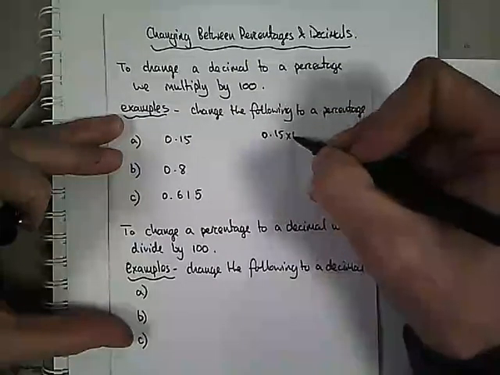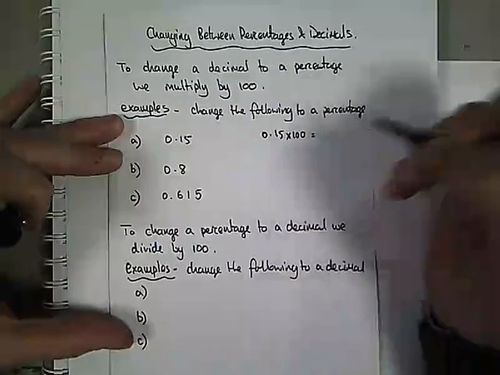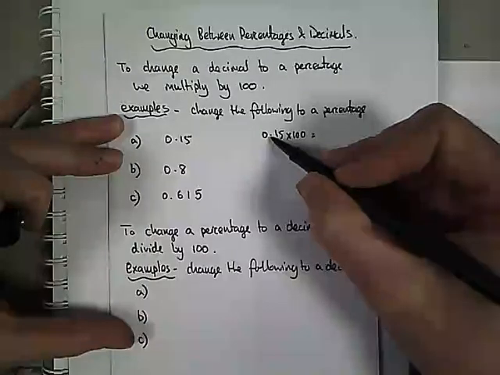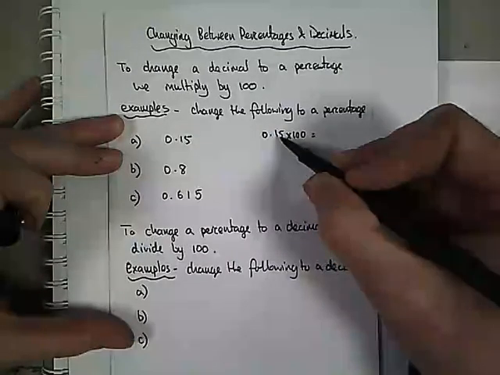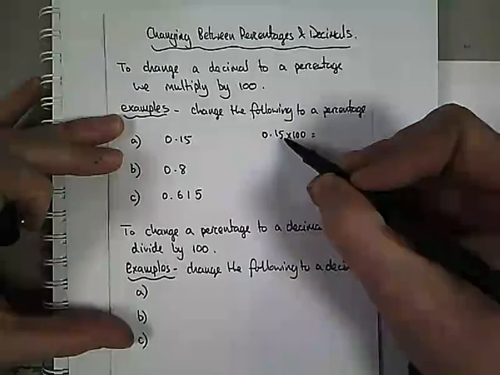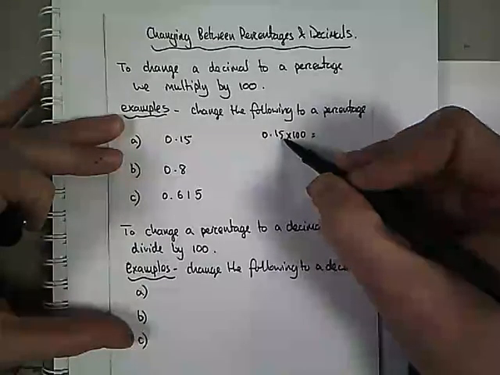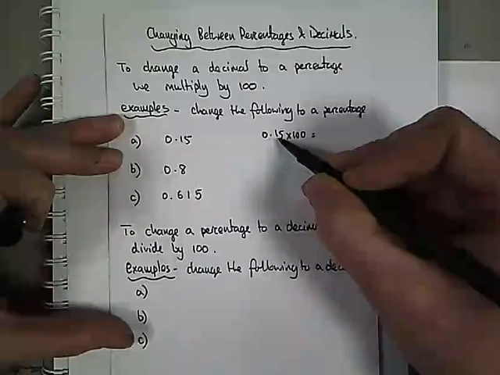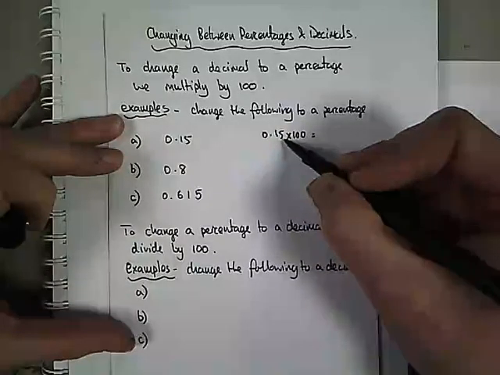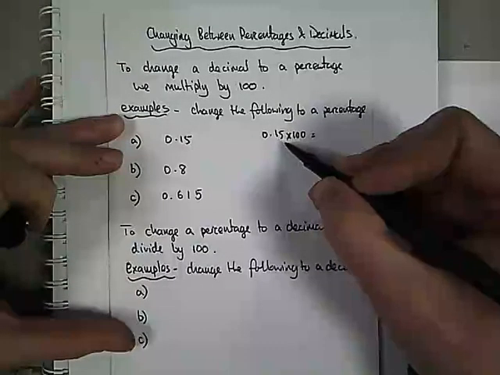0.15 times by 100. Well, if I were to times it by 10, I'd move the decimal point one place. And then if I was to times it by another 10, I'd move the decimal point two places. And that would be timesing by 100. So what I need to do is increase it by a factor of 100. So I need to move it 2 decimal points. Okay, move that decimal point 2 places to the right.